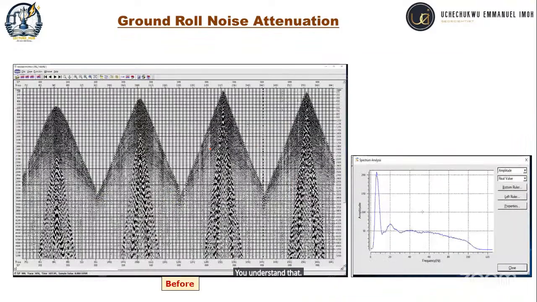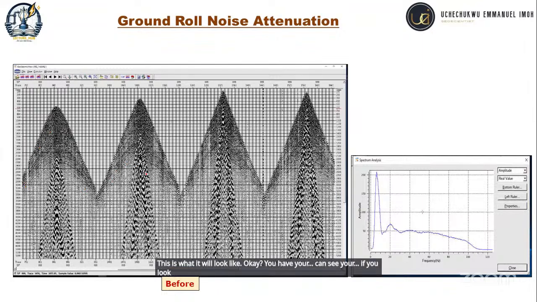So for a typical seismic shot gather, this is what it will look like. If you look very well, you can see your signals, which are hyperbolic in shape. Then you will see this ground roll noise with their high amplitude standing out firm in front of the seismic data.